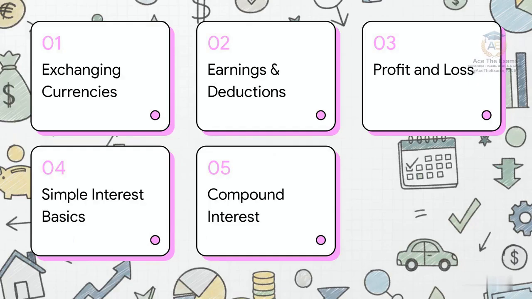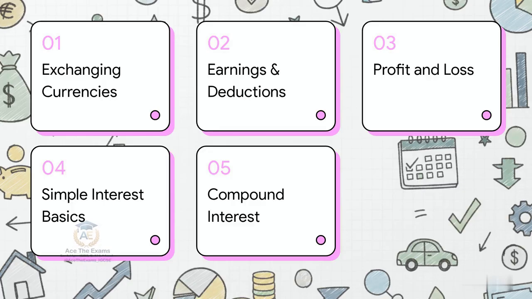Here is our ultimate game plan for today, to beat the house. Section 1, Exchanging Global Currencies. This is where we pick up our easy, early chips. Section 2, Earnings and Deductions, where we learn how to dodge the examiner's trickiest traps. Section 3, Calculating Profit and Loss, where we hold our ground and secure those vital method marks.